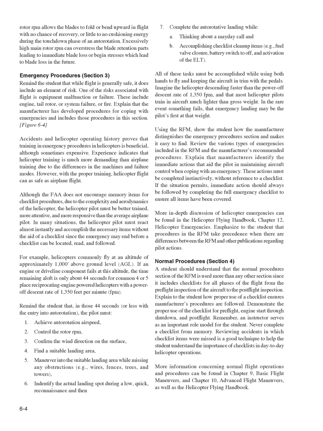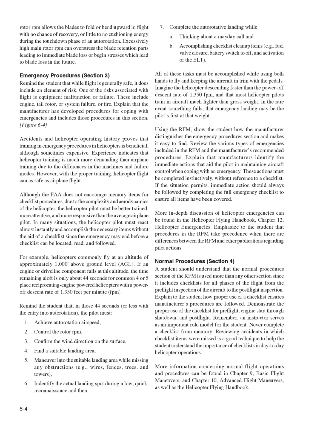Emphasize to the student that procedures in the RFM take precedence when there are differences between the RFM and other publications regarding pilot actions. Normal Procedures, Section 4. A student should understand that the Normal Procedures section of the RFM is used more than any other section, since it includes checklists for all phases of the flight, from the pre-flight inspection of the aircraft to the post-flight inspection.